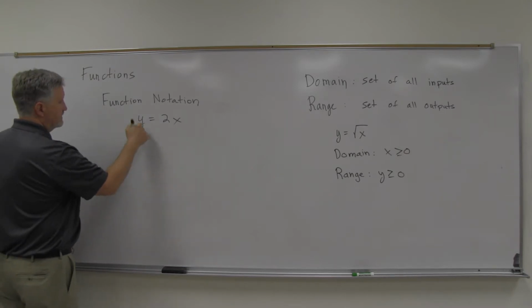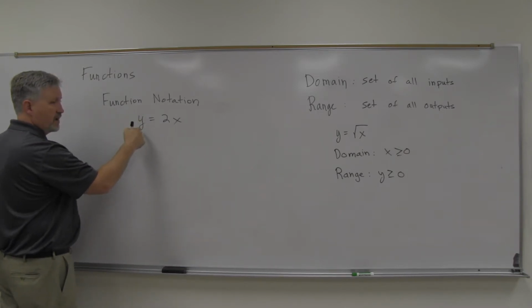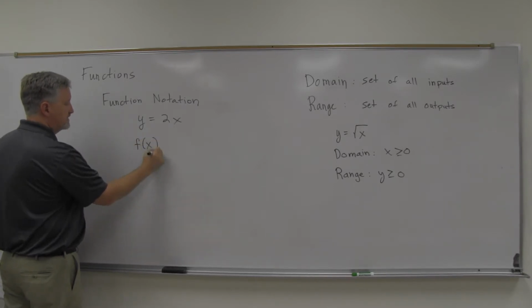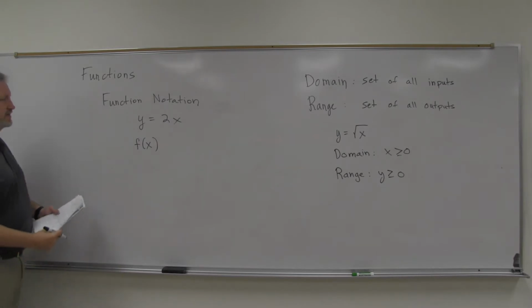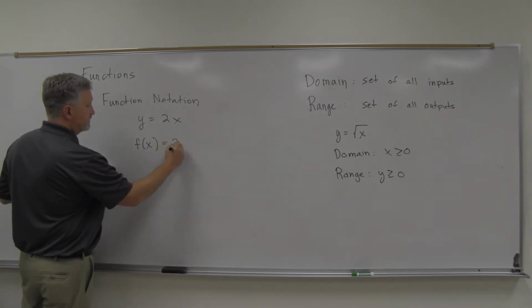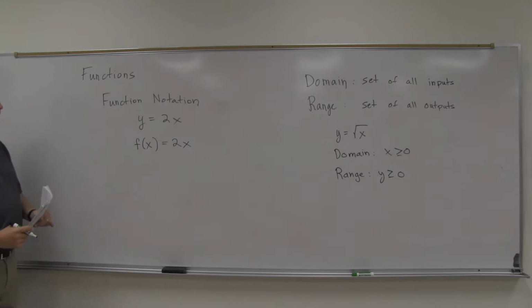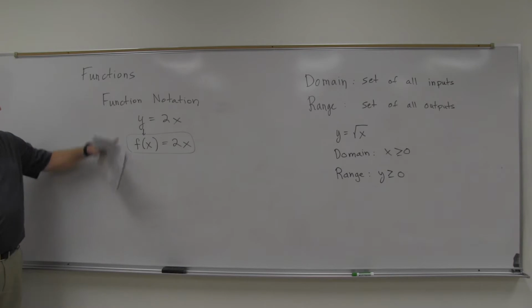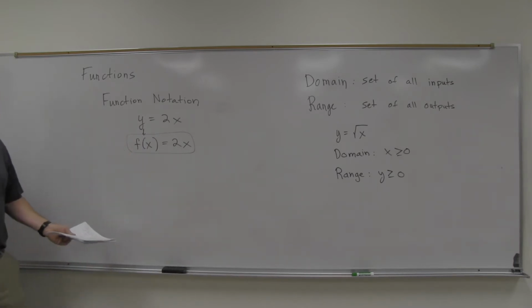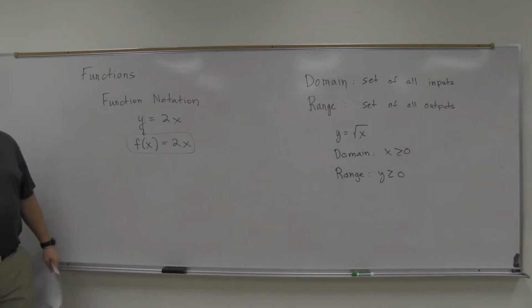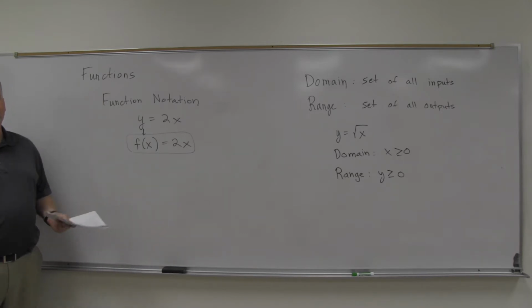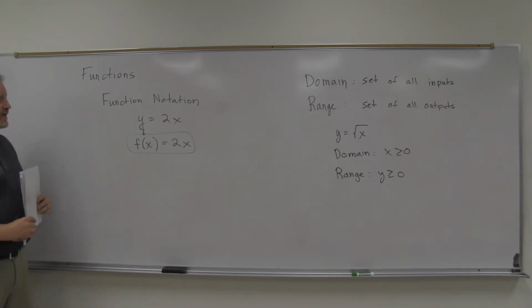Here's what function notation does. All function notation does is replace the y with another expression, and the expression is typically f of x. We can use other letters there too. So this equation in function notation is f of x equals 2x. It's just a replacement of the y. In other words, f of x equals y. Those two are one and the same. Y is equal to f of x.